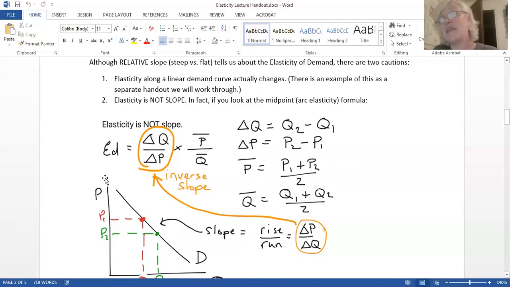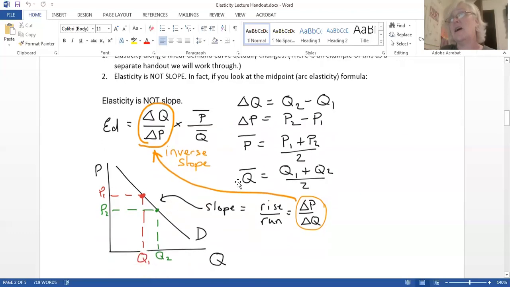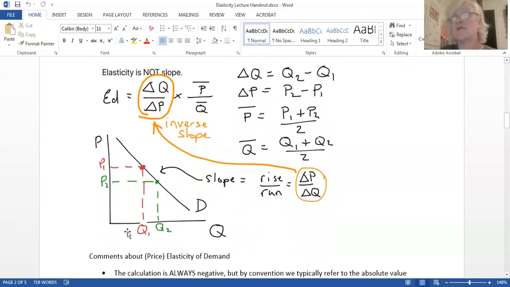But when you look at this entire formula here, what I want to point out is this first term, change in Q over change in price. This is actually inverse slope, because when you plot the demand curve, and look what I've done here, I've plotted a demand curve and I've pointed out a P1 and a Q1, and notice this is what I was saying about them being paired, right? P1 goes with Q1 and P2 goes with Q2. I could have called the greens P1 and Q1, and I could have called the reds P2 and Q2, but they have to go with their buddy, okay?